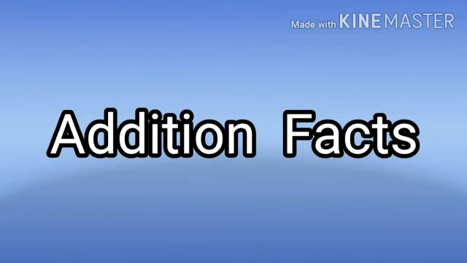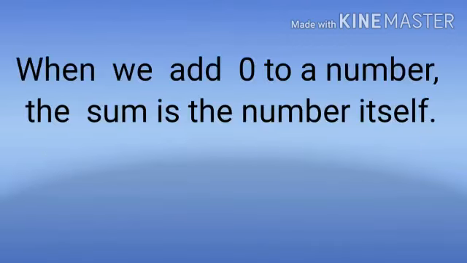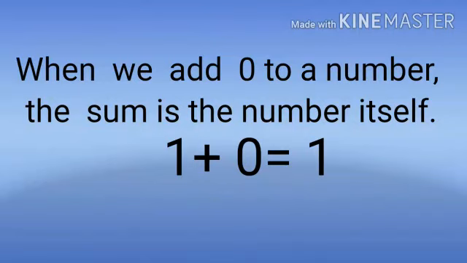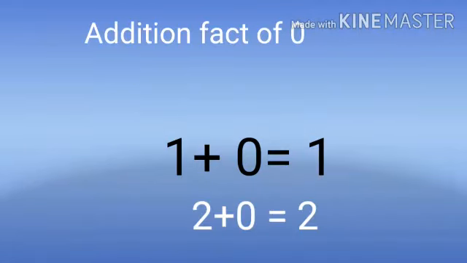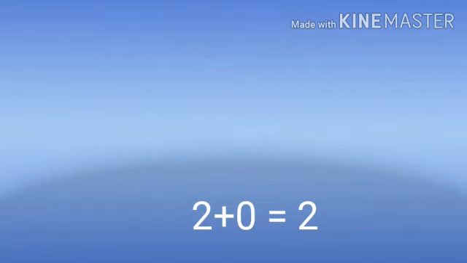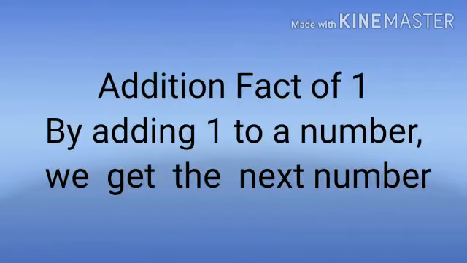Addition facts. Addition fact of 0. When we add 0 to a number, the sum is the number itself. For example, 1 plus 0 is equal to 1. 2 plus 0 is equal to 2. Addition fact of 1. By adding 1 to a number, we get the next number.